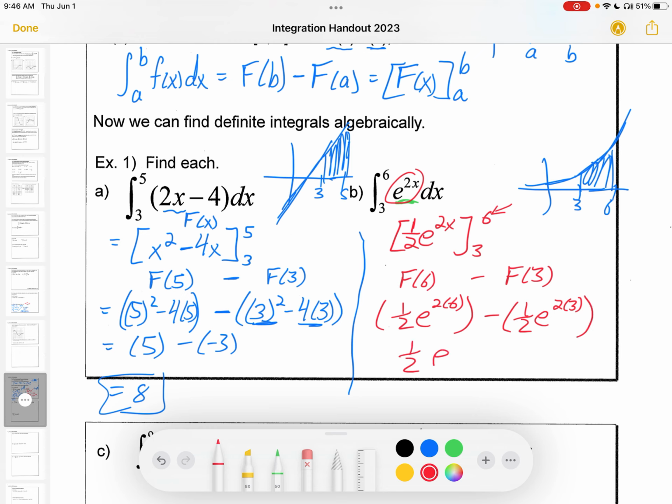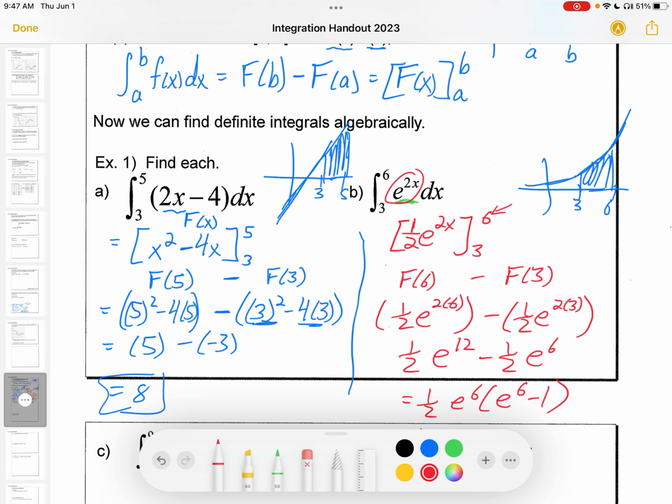Or 1/2 e to the 12 minus 1/2 e to the 6. If you really want to factor this, you can. If you want to get a decimal approximation, you can. Those are all reasonable things to do. But there's an exact version of the answer. So factored, you could take out the half, you could take out e to the 6, but you'd still be left with not 6, but e to the 6 minus 1.